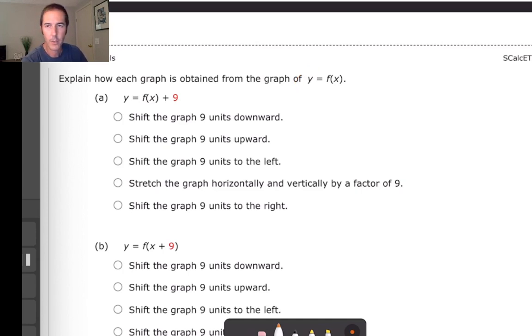Here we see that the modification is happening outside the function in part a, and you might generically see this represented as y equals f of x plus k. And so our k value, just by matching up pieces, is a positive 9, and when a modification like this, using addition or subtraction, happens outside the function, it causes a vertical shift in the direction that you would expect. So in this case, plus 9, your k value is a positive 9, and that causes a vertical shift in the positive direction 9 units.